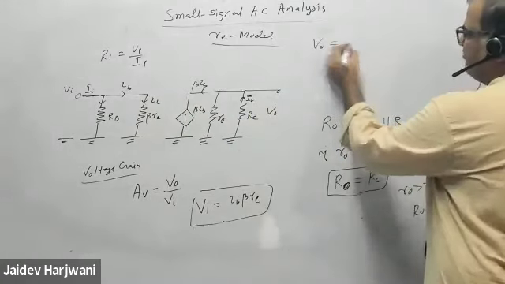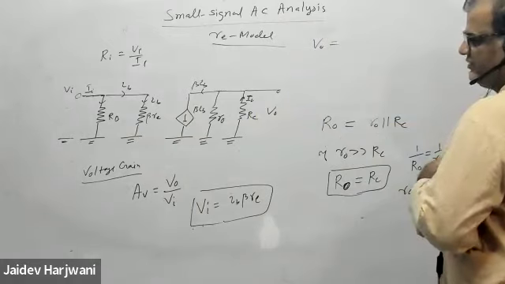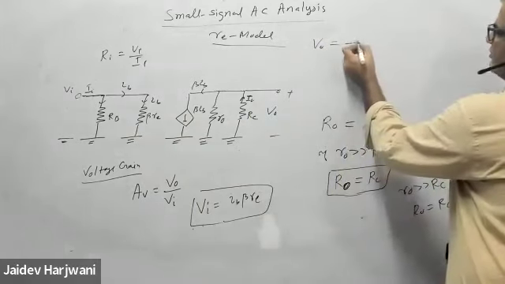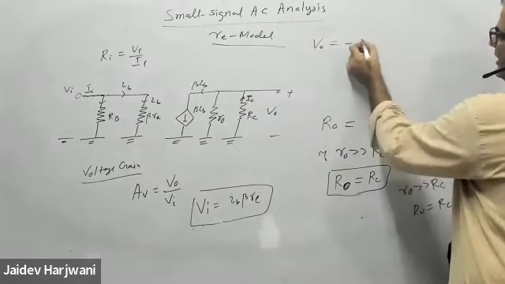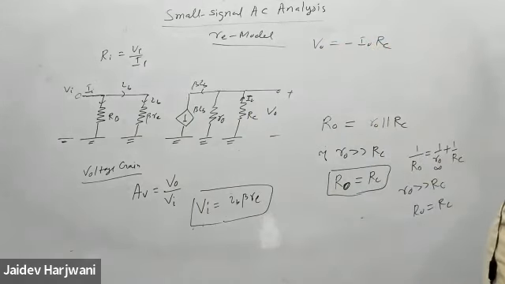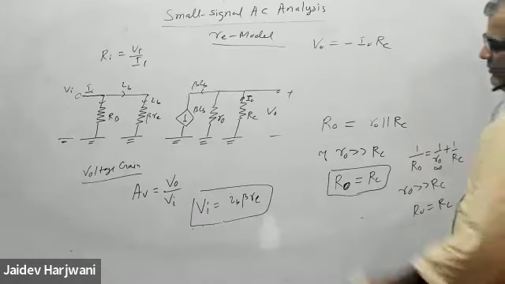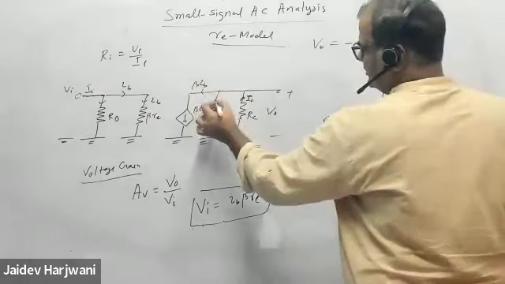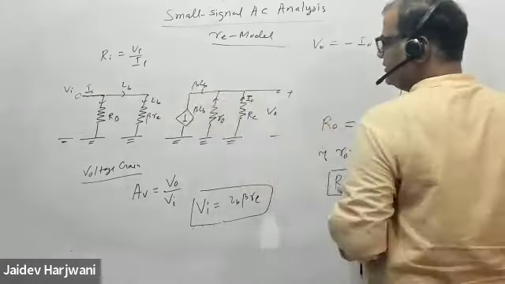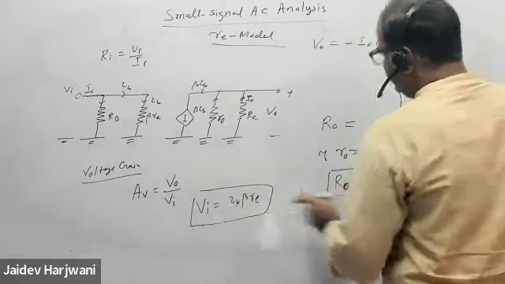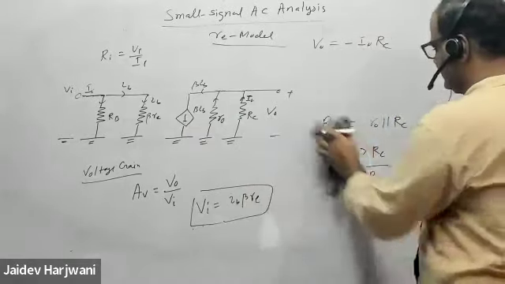Now what is my V0? I am measuring V0 like this. Can I write V0 equals I0 RC? Yes, sir. Okay, you can directly write that. Now can you write I0 in terms of beta IB? This is the total current. Tell me how to write I0 in terms of beta IB, because here is IB, so I want to write this also in terms of IB.